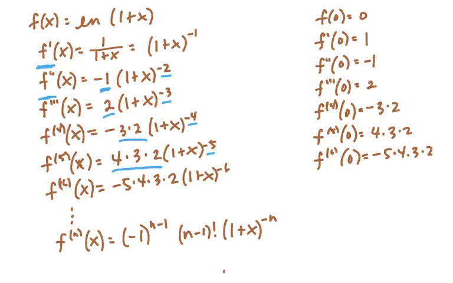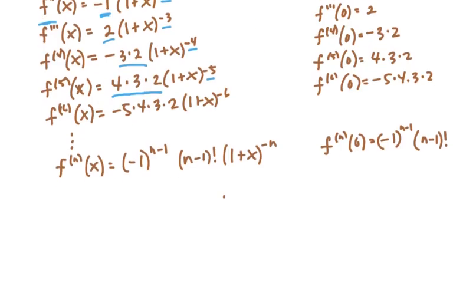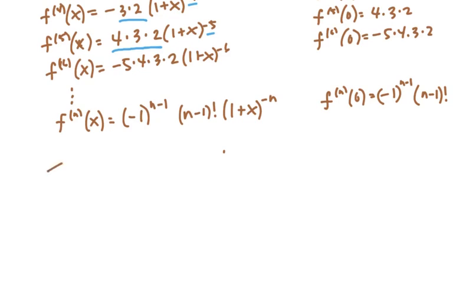So we've kind of already established that pattern. So we can say that the nth derivative at 0 is negative 1 to the n minus 1, and then here we have n minus 1 factorial. So let's put that into our Maclaurin series.